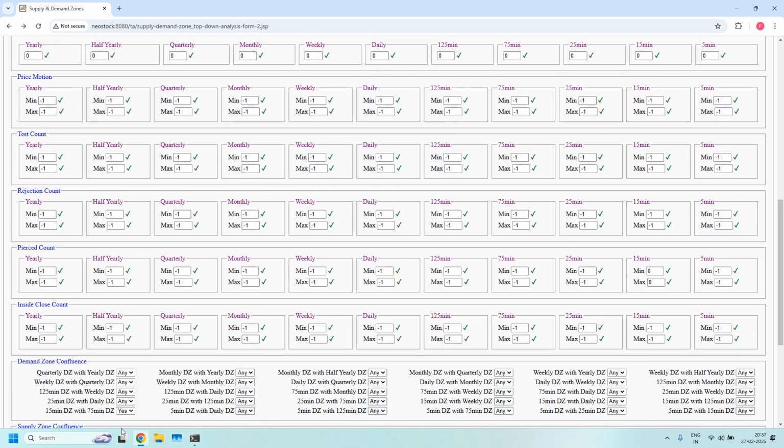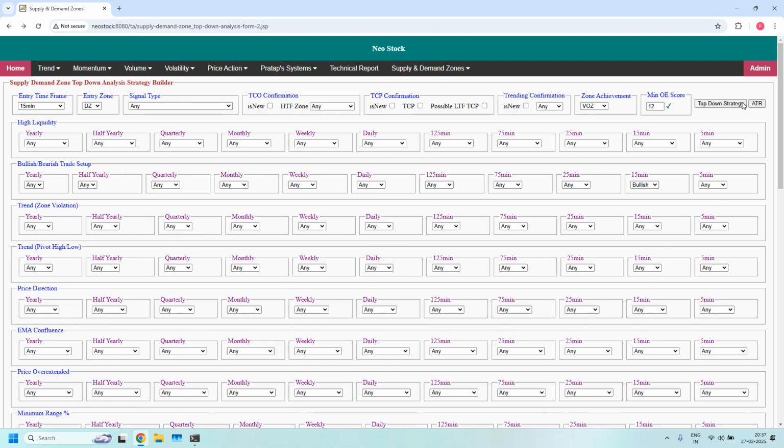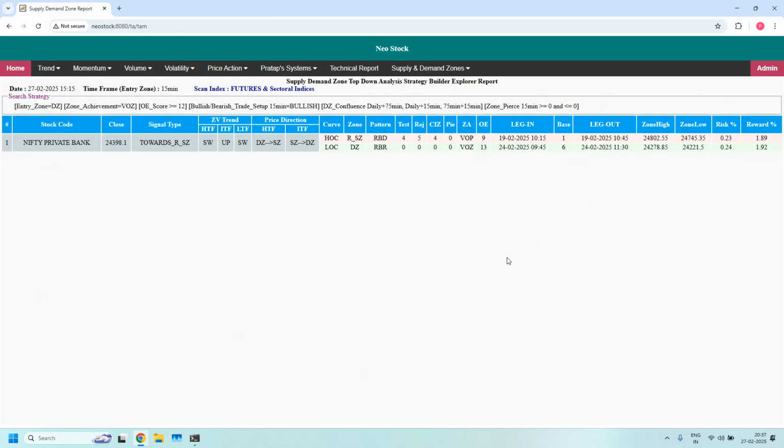So 15 and 75 are already enabled. Next, 15 minutes demand zone with daily demand zone confluence, and 75 minutes demand zone with daily demand zone confluence. With all the three filters, LTF, ITF, HTF demand zone confluence, we got only one stock. This is an indices and the trend is sideways, and daily zone with daily EMA confluence does not give any advantage in a sideways trend because the daily trend is sideways.